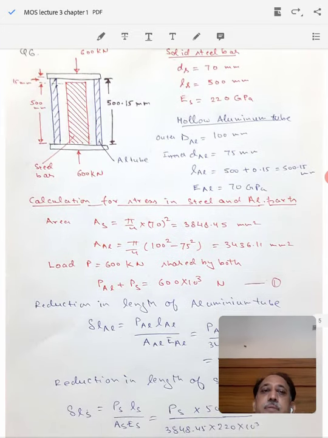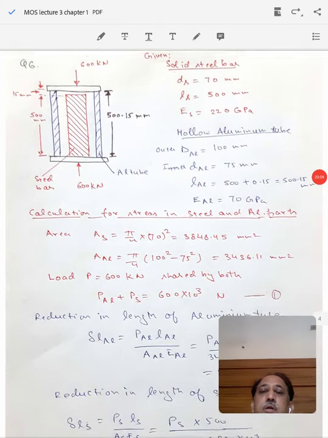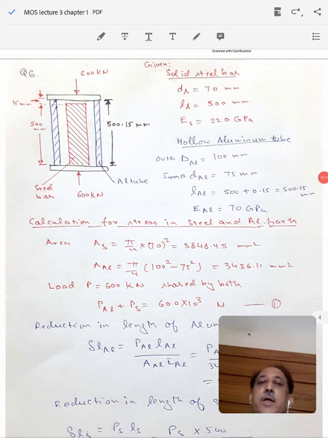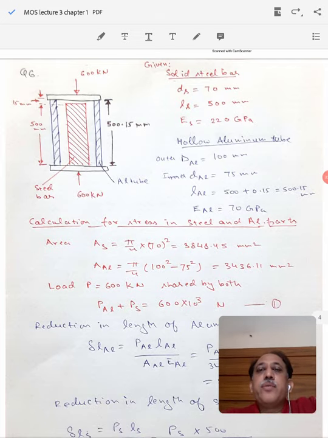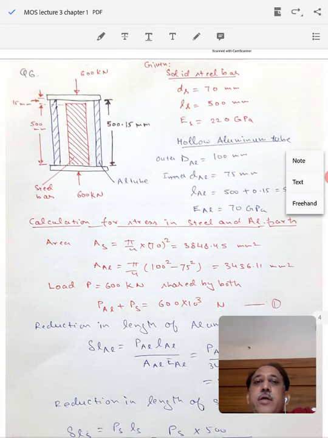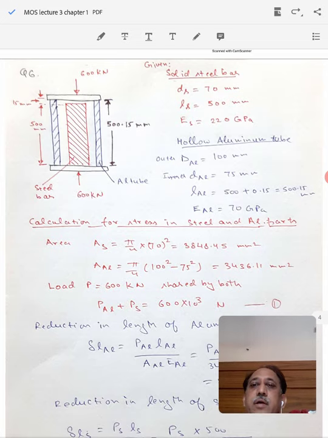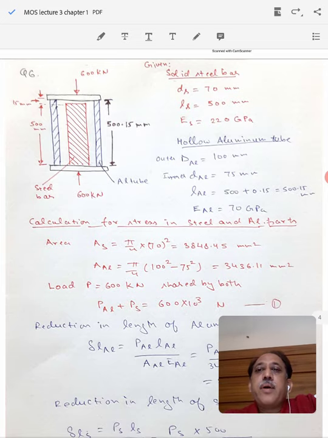Let's do one numerical on the basis of this compound bar calculations formulation that we have seen. Here there is a variation. This is similar to what I have drawn earlier, but the only difference is that one particular bar, the central bar, is smaller in length in comparison to the outer cylinder.